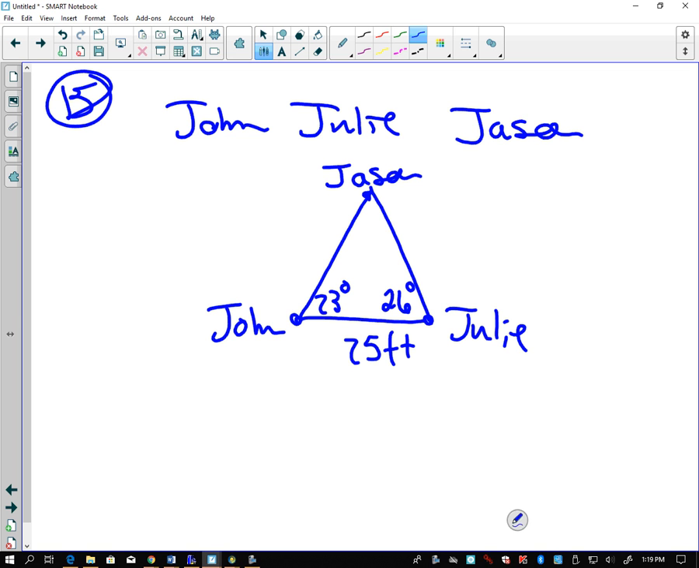Is this a unique triangle? The answer is yes, but it's going to say, how so? Well, it's an angle side angle. It's unique by its angle, its side, and its angle.